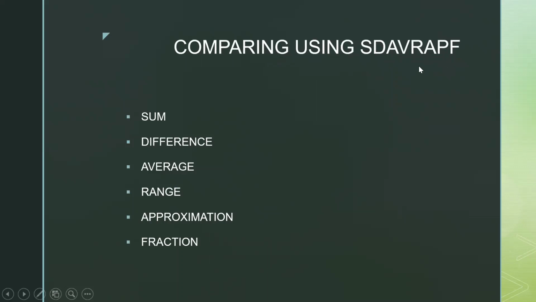These are basically the fundamental operations in mathematics that we usually use. So you have sum, difference, average, range, approximation, and then fraction. That is what your DAVRAP represents: S for sum, difference, average, range, approximation, and then your fraction.